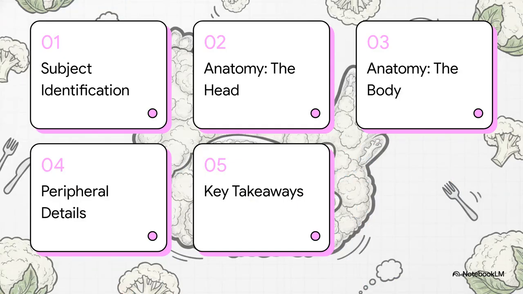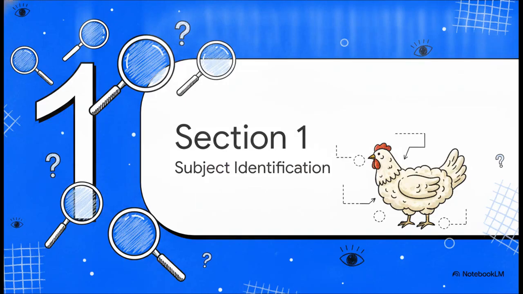Okay, let's just quickly run through the syllabus here. We'll start with core visual subject identification, move right into anatomical mapping for both the head and the body, check out the environmental and peripheral details, and finally, we'll wrap up with the final exam key takeaways. All right, Section 1, Core Visual Subject Identification. Let's get down to the absolute basics.